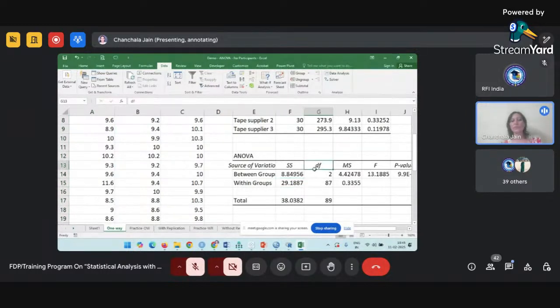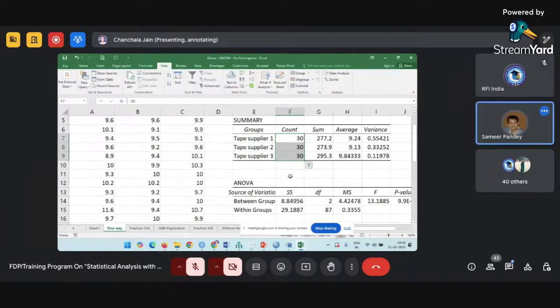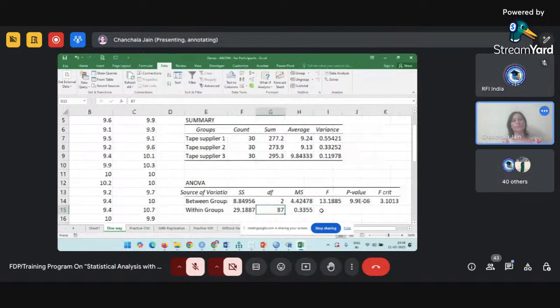Then degrees of freedom. So we are having a total of three groups. So n minus 1, that is 3 minus 1. This will be 2, right? And finally, the within the groups degrees of freedom. What does this mean? Total observations. As you can see, we are having 30 per group or sample, so that way we are having a total of 90 observations. So this is n minus k. N minus k means total number of observations minus number of groups. So 90 minus 3 groups, that is 87, will be the degrees of freedom.